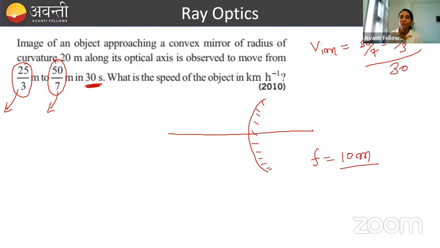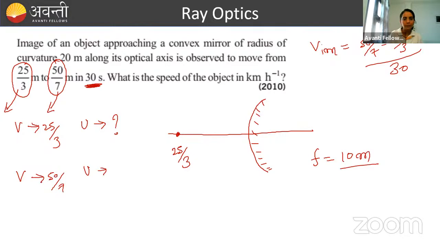But in the question we are asked object velocity. So if image is at 25 by 3, that is V is 25 by 3, you can easily calculate what will be U. If image is at a distance of 50 by 7, what will be U? Suppose here it is U1 and here it is U2. It is moving from U1 to U2 in how much time? 30 seconds. So you can easily calculate velocity as U1 minus U2 by 30. So it is that simple. Do it and let me know.